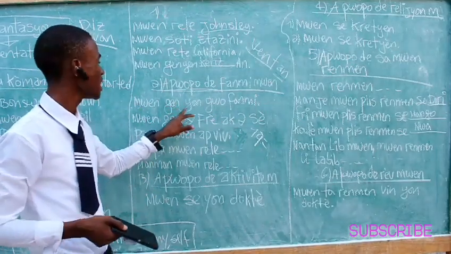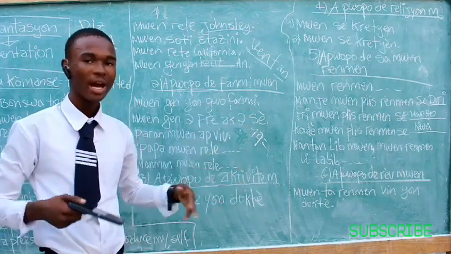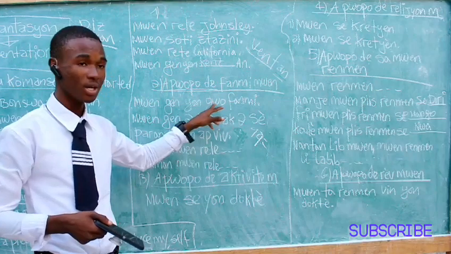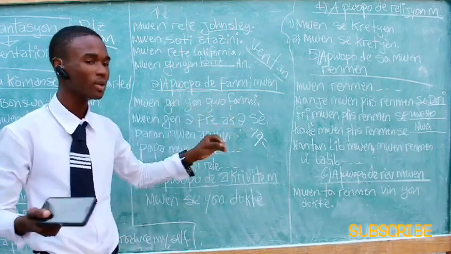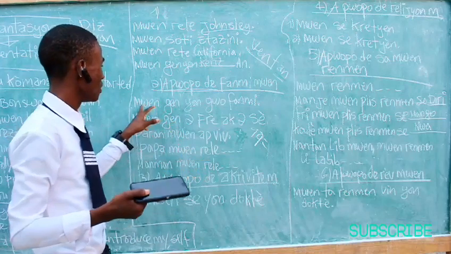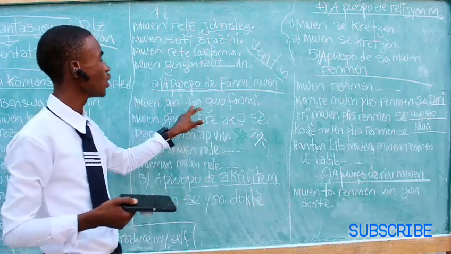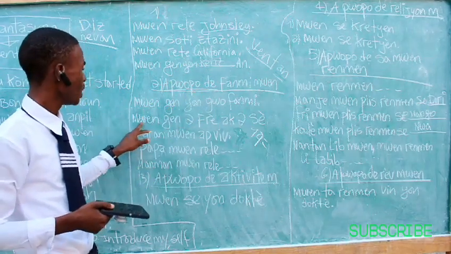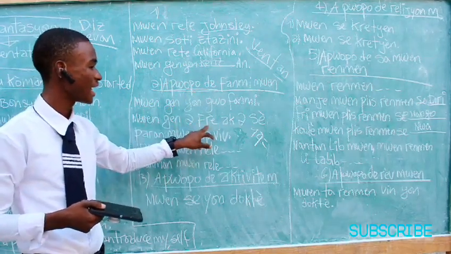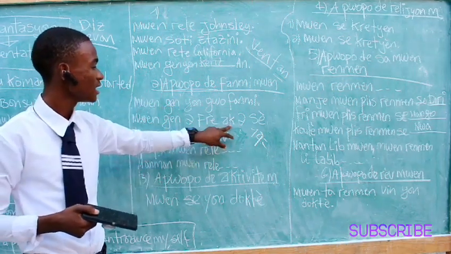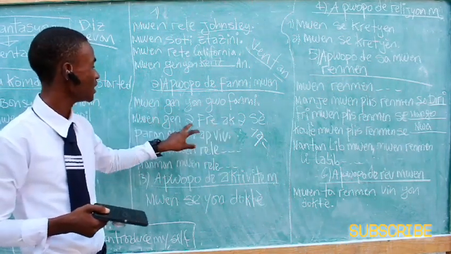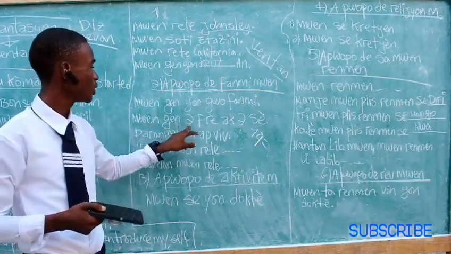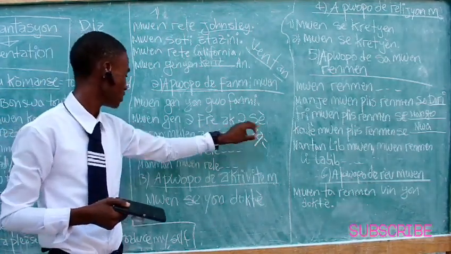Moi gagne yon gros famille. I have a big family. If you don't have a big family, you can say moi gagne yon ti famille. So we did this in our previous lesson. Moi gagne deux frères, like I have two brothers, ak deux sœurs. I have two brothers and two sisters.